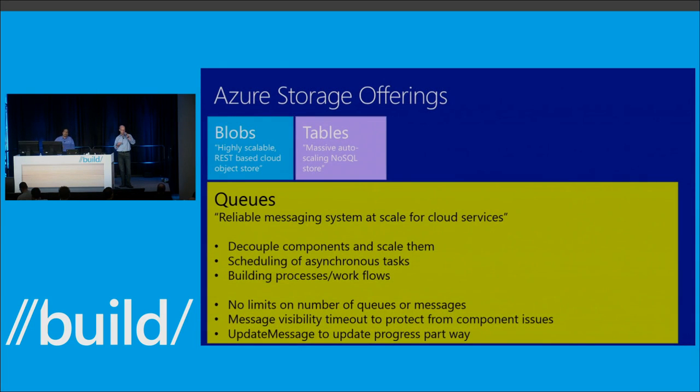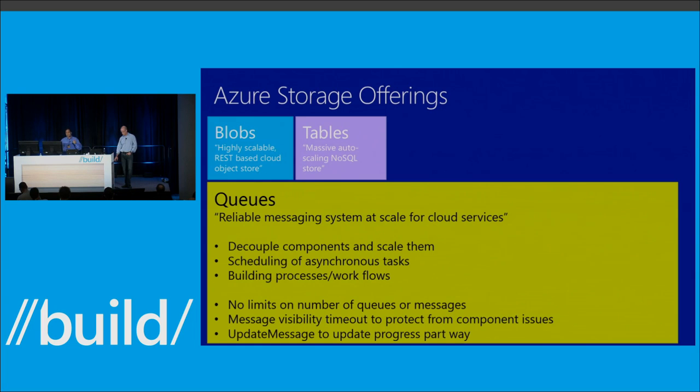Queues are a reliable messaging system at scale. Queues are really useful when you have other Azure services that you've built, and you need to decouple your components and be able to scale them independently. So if you have your canonical web role and worker role, you'd want a queue in between them so you could hand off work asynchronously to the workers, and then your web role can scale independently of the worker roles. You also use it for scheduling asynchronous tasks or building any kind of workflows.